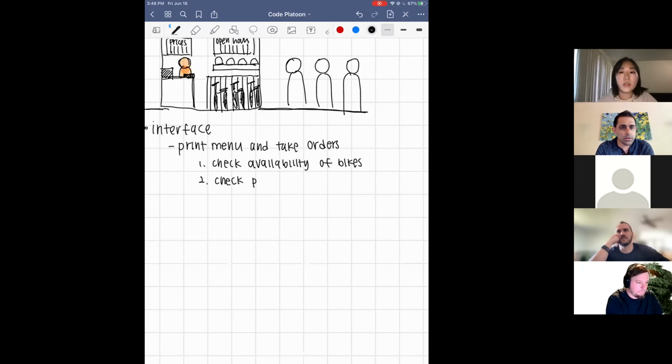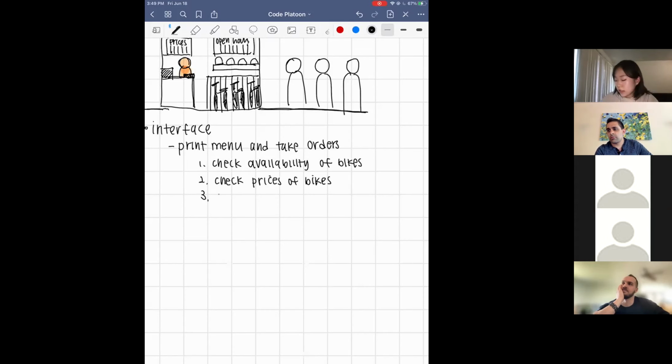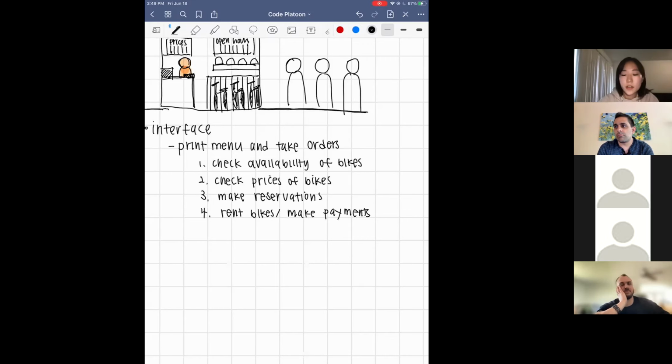Being able to make reservations as well. Yeah. It would help to be able to make reservations. And obviously rent bikes or make payments. And return it.